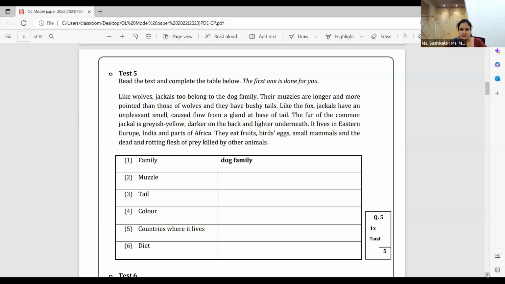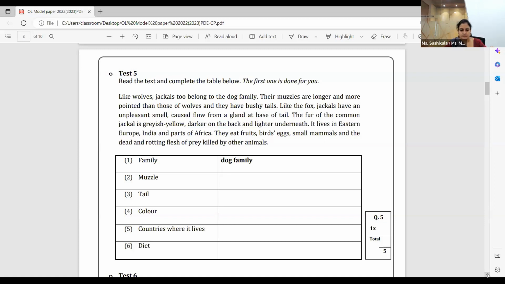Right. Color. So where do you find the answer for that one? Color, that is in, yes, 1, 2, 3, the third line in the passage. The fur of the common jackal is grayish yellow, darker on the back and lighter underneath. So their color is grayish yellow. You can also add darker on the back and lighter underneath because the color differs in different parts. So grayish yellow, darker on the back and lighter underneath should be the answer.